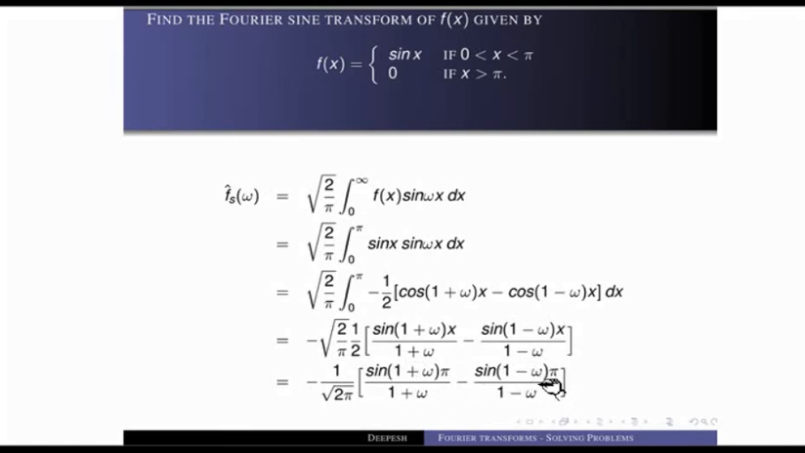I have not written the simplification that you can do, or this is fine. This much is sufficient.